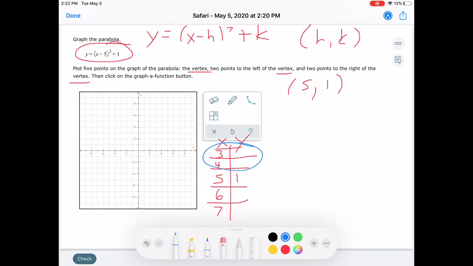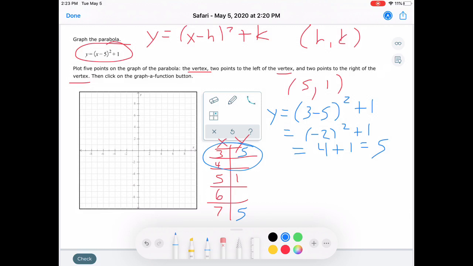So I'm going to start off with 3. So we're going back up to our equation. Instead of x, I'm going to put 3 in for x. So 3 minus 5 squared plus 1 gives us -2 squared. And -2 squared is 4. So 4 plus 1 gives us 5. So we have the point 3, 5. And that's going to match up with the 7. So we can go ahead and just put a 5 down there for the 7.